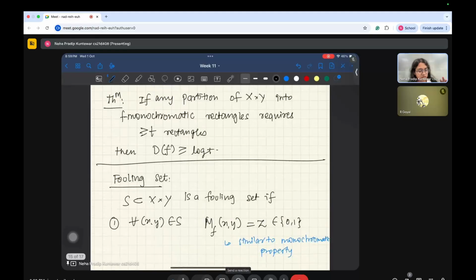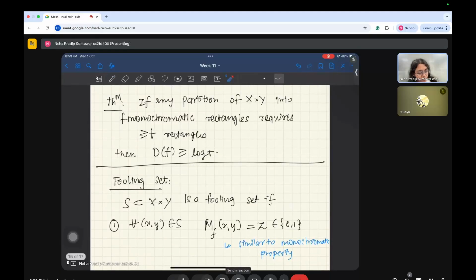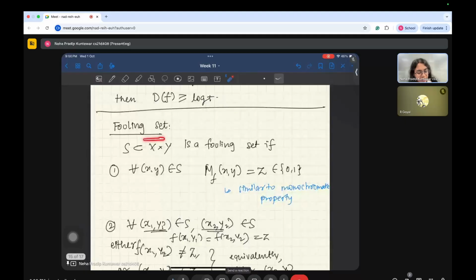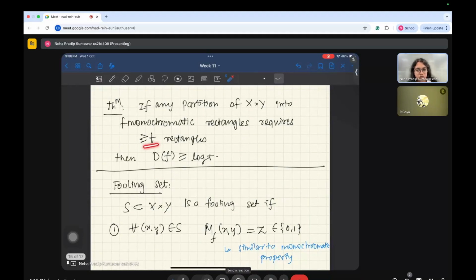Why is this useful? We have this theorem which says that there's a lower bound on the communication complexity of F. So if you could show that the number of monochromatic rectangles required to cover it is at least T, then you have this lower bound. So this fooling set directly gives us a lower bound for this.